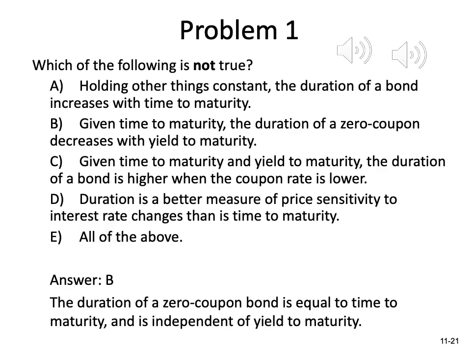Statement C. Given time to maturity and yield to maturity, the duration of the bond is higher when the coupon rate is lower, which is correct as we showed before. D. Duration is a better measure of price sensitivity to interest rate than time to maturity, which is correct. That is the whole purpose we are calculating the duration.